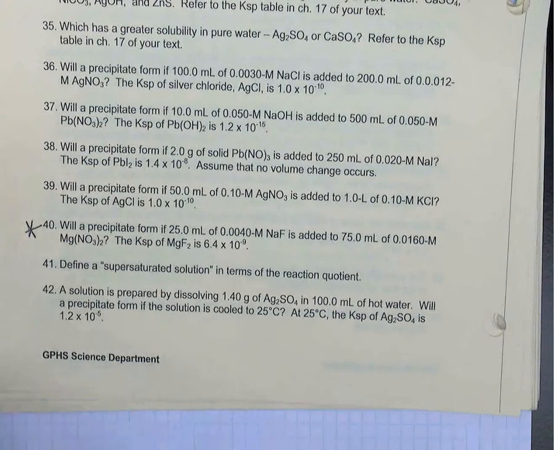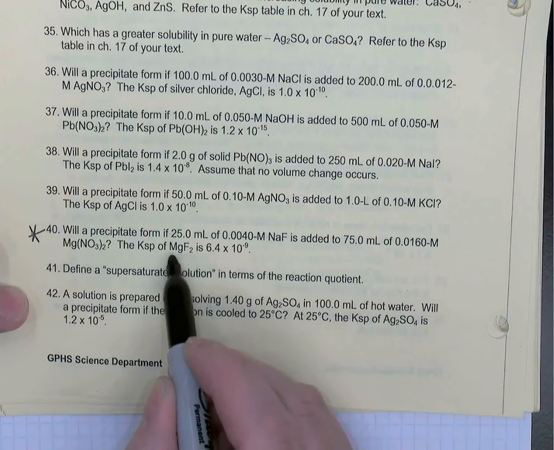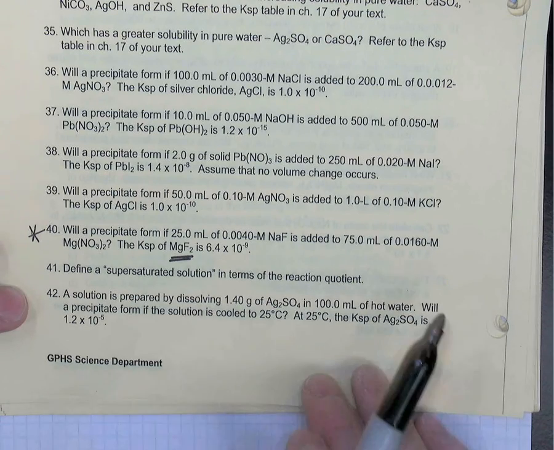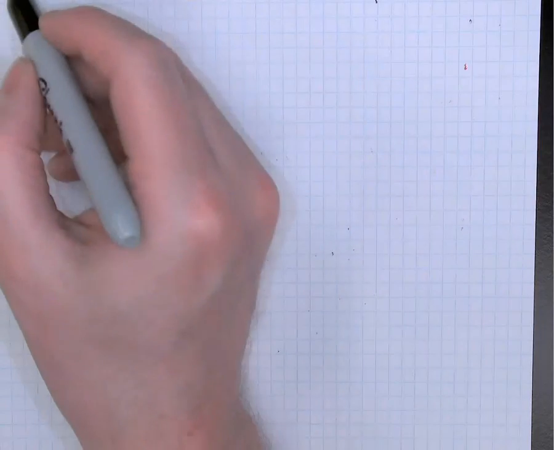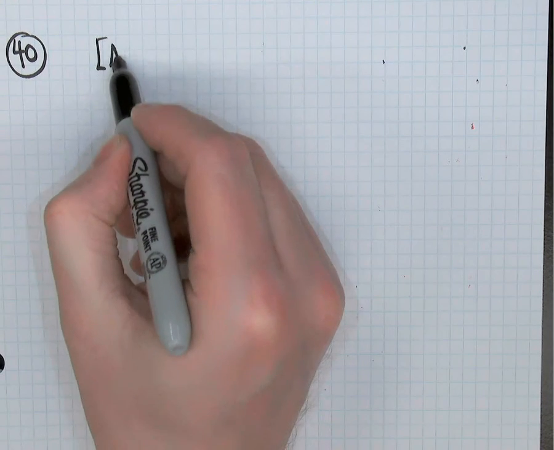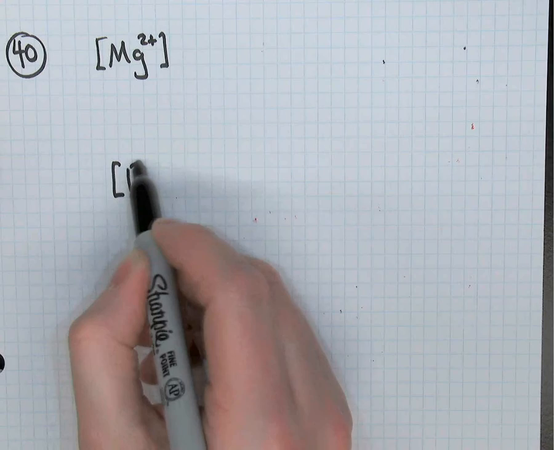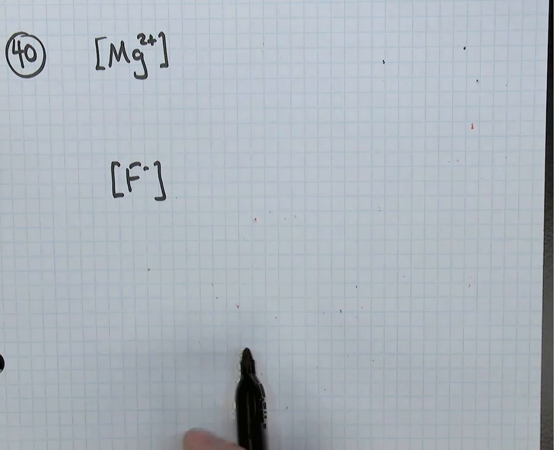So will a precipitate form? Since the magnesium fluoride's KSP is so small, really we're wondering, will magnesium fluoride precipitate? So because magnesium fluoride is the thing that will precipitate possibly, what we're going to do first, this is basically a three-step question. What we're going to do first is find the concentration of the magnesium ion and of the fluoride ion, since magnesium fluoride is the thing that may precipitate.